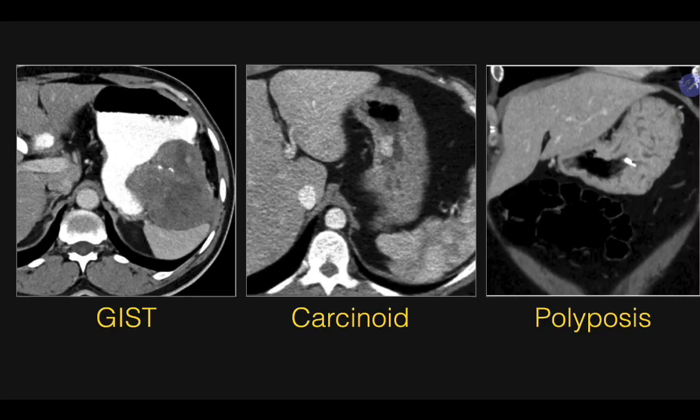There are a few other types of tumors to remember in your differential diagnosis. Gastrointestinal stromal tumors can occur in the stomach and small bowel. In the stomach, they tend to form well-defined, rounded submucosal masses when they're small, but can also grow to be quite large, as in this case. Carcinoid tumors of the stomach are rare, but may be more easily identified by their arterial hyperenhancement, as seen in this late arterial phase image. And finally, you may encounter a more diffuse picture of fold thickening or nodularity related to congenital polyposis.